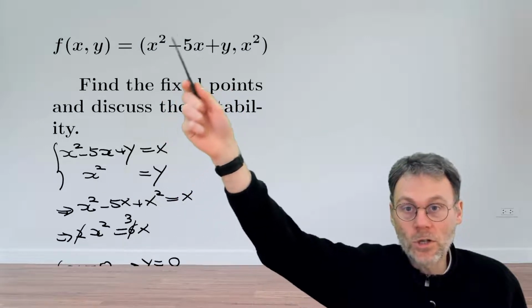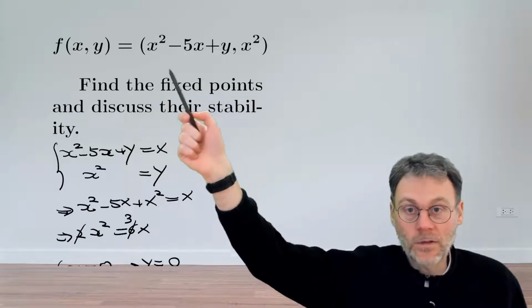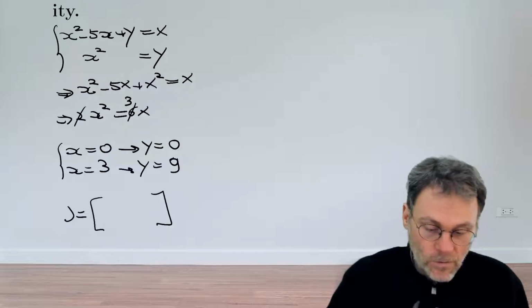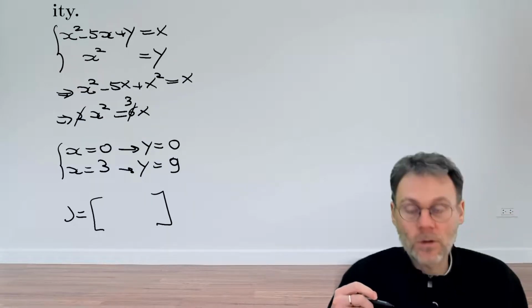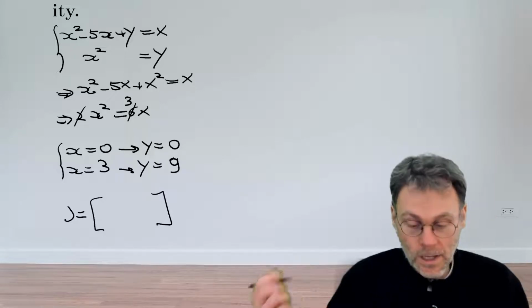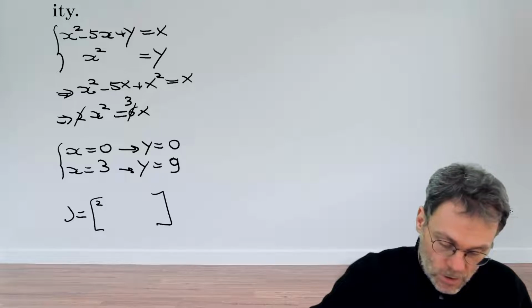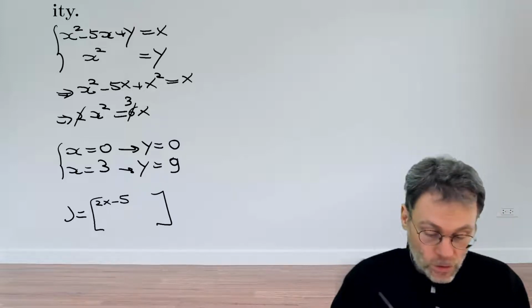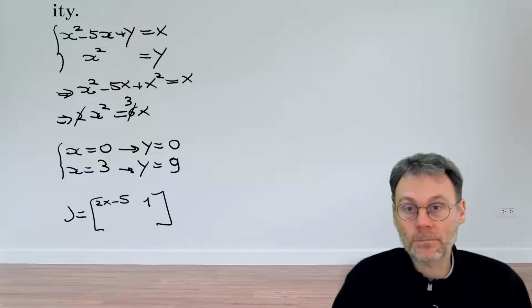So this first equation, but taking the partial derivatives with respect to x for the top left element and with respect to y for the top right element of our matrix. So if we have x squared minus 5x plus y, and we take the derivative with respect to x, it's going to bring us 2x minus 5. And then for the derivative with respect to y, we just get 1.